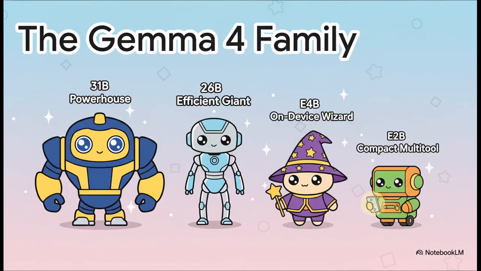You see, Google's answer wasn't to build one single model to do everything. Instead, they built a family, a coordinated team of 4, each one tailored for a specific job. You've got the 31 billion parameter powerhouse for the really heavy lifting. Then there's the efficient giant, which perfectly balances power and speed. And for our everyday devices, you have the on-device wizard and the super lean compact multi-tool.